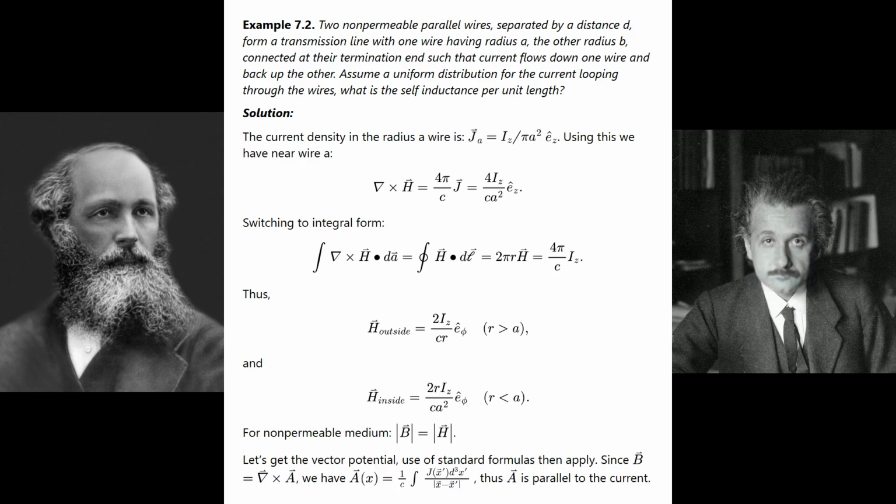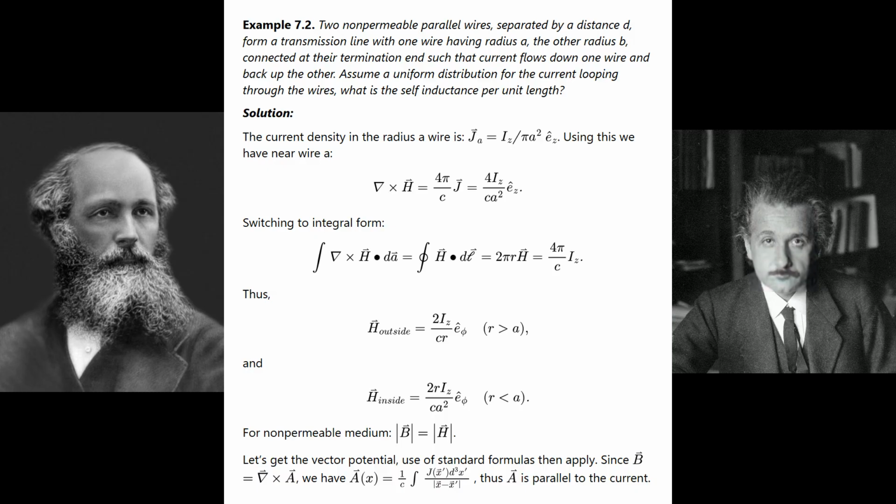Solution. The current density in the radius a wire is J vector sub a equals I sub z divided by pi a squared times e hat sub z. Using this we have near wire a. See the next equation. Switching to integral form, see the equation shown. Thus, see the next equation. And see the equation shown. For non-permeable medium, the absolute value of B vector equals the absolute value of H vector.